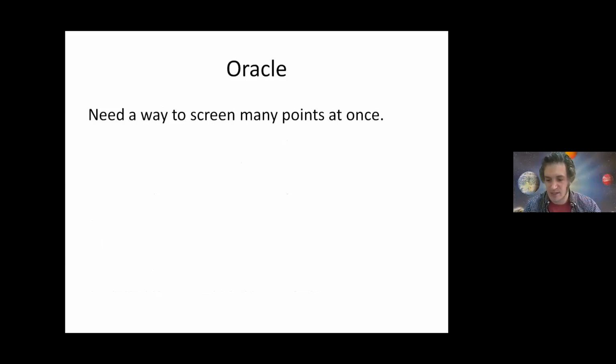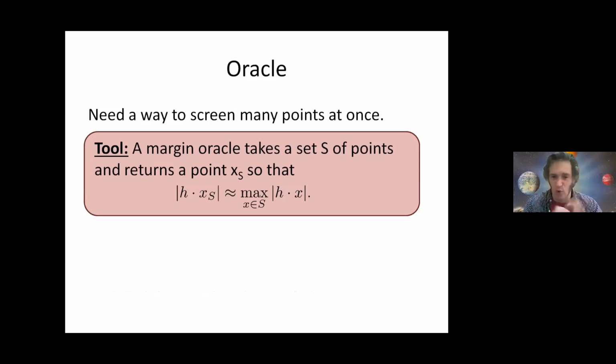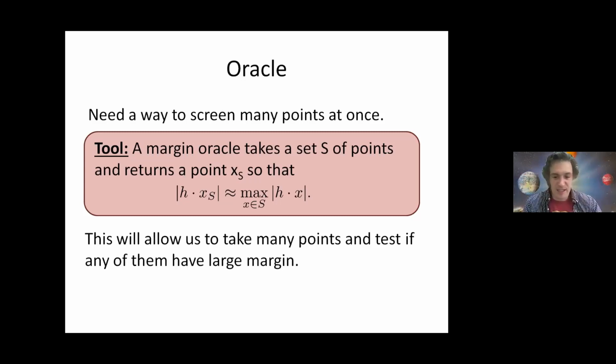The basic tool that we came up with is what we're going to call a margin oracle. What this does is it takes a set S of points and returns a point X sub S so that the absolute value of H dot X sub S is approximately the same as the maximum over X in this set of H dot X. So it's a point that is representative of approximately the highest margin point in this set. And this will allow us to test, if we have a large collection of points, whether any of them have large margin.